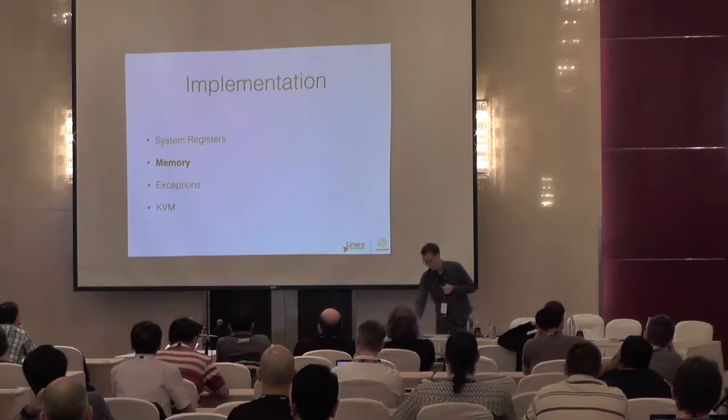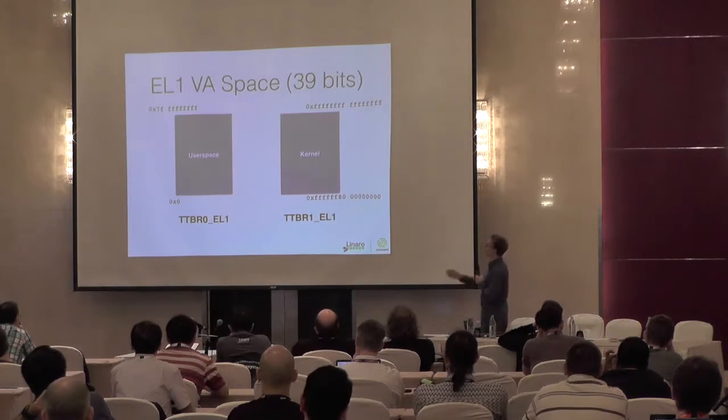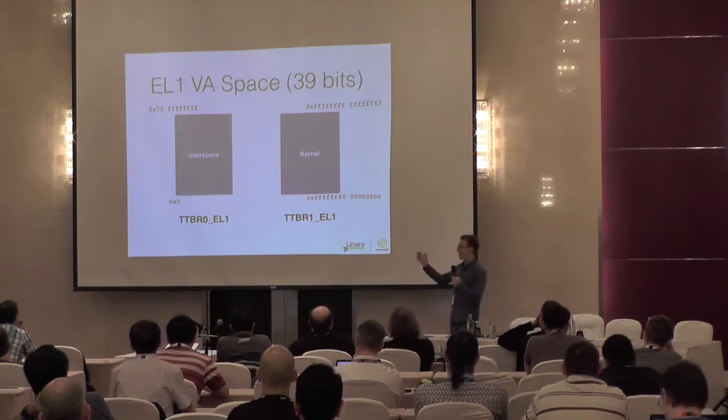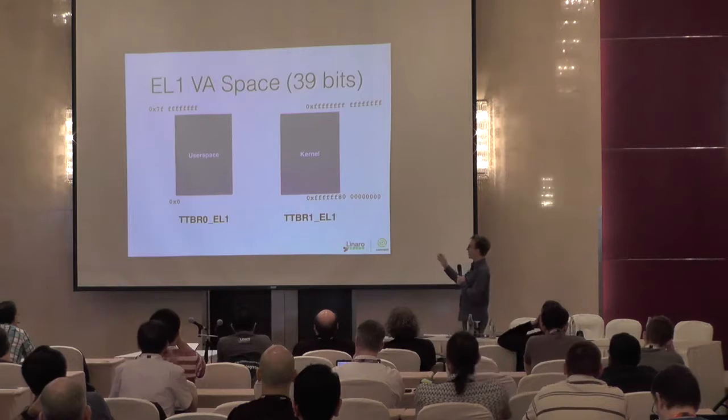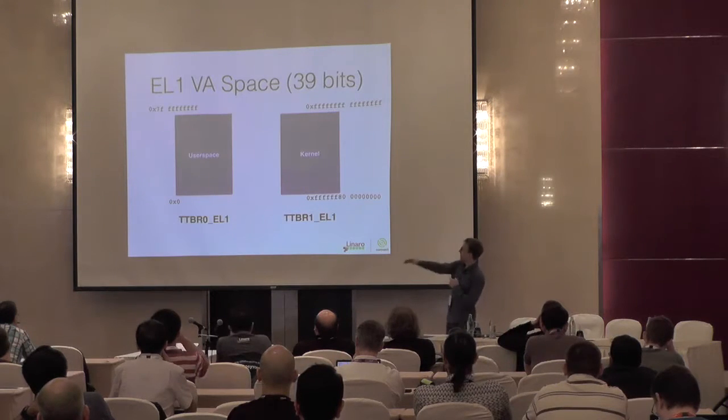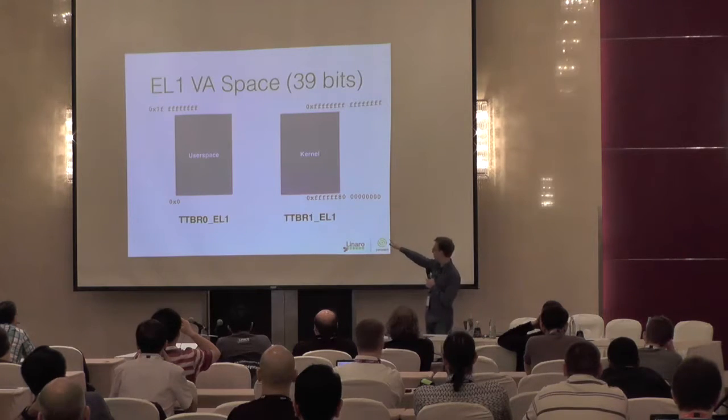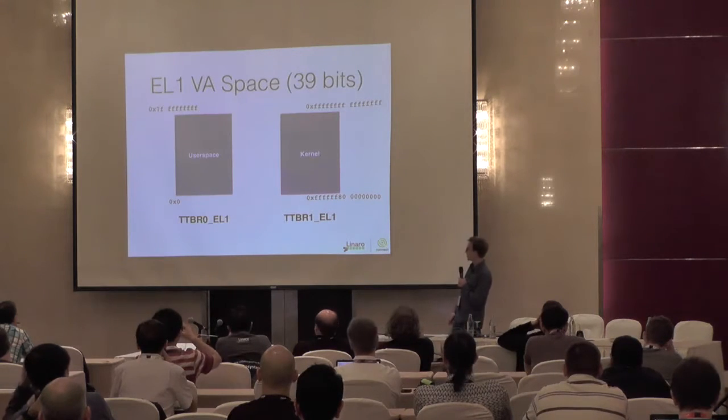Memory. Okay, more fun. A typical EL1 VA space, assuming 39 bits, looks something like this. You have 2 page table base registers. You run user space in the lower half of the VA space and kernel space in the upper half, using TTBR1_EL1. User space uses TTBR0_EL1.